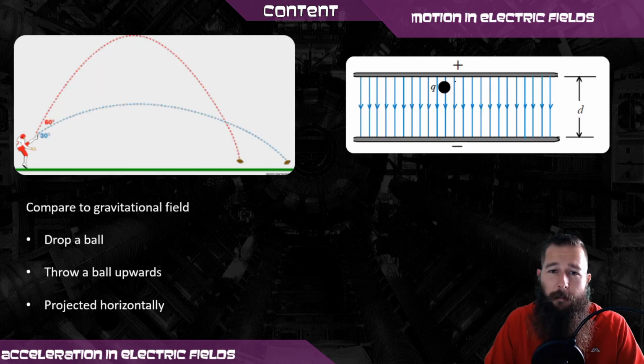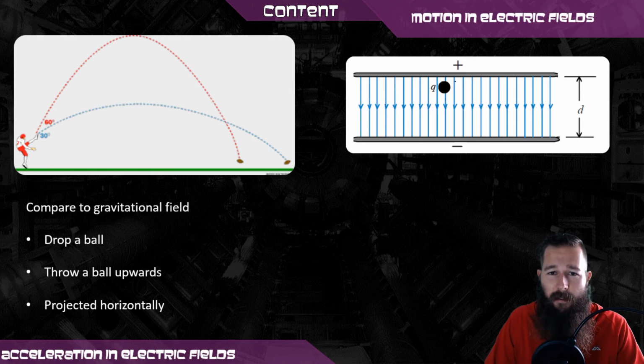So when discussing motion in an electric field, we can actually compare it to a gravitational field. In a gravitational field, the force of gravity is going down towards the center of the earth. Now in an electric field, our force will be again in one direction, and there will be an acceleration of the particle in this direction only.